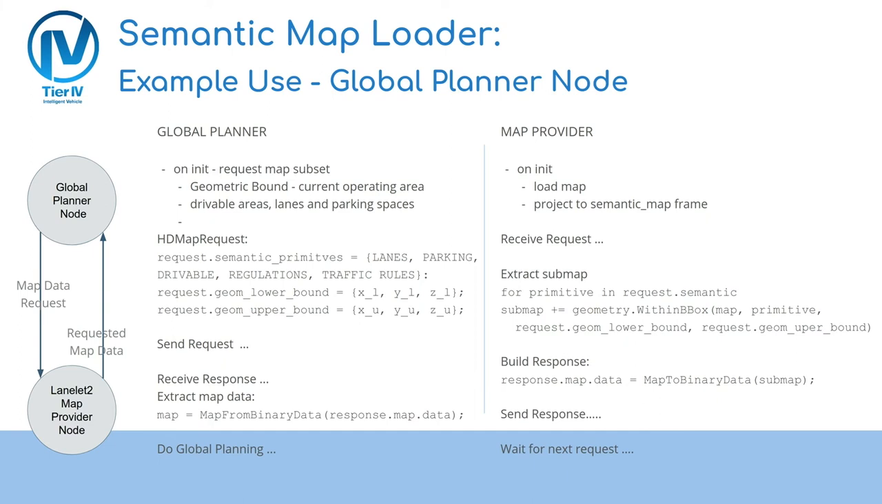Then the map provider node builds a binary map message from the extracted submap and sends the response back to the consumer node. In this case, it is the global planner who, on receiving the response, converts the map data in the message into a usable Lanelet2 map and then can proceed to do global planning on that map data. So that is the proposed HD map architecture for point cloud and semantic maps.